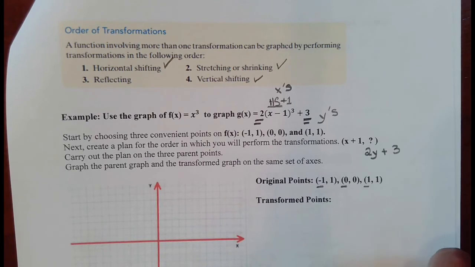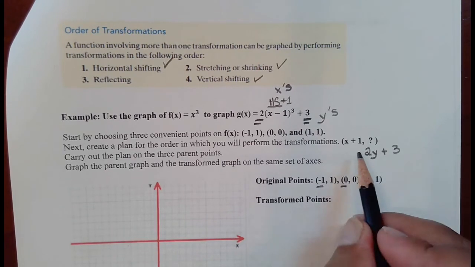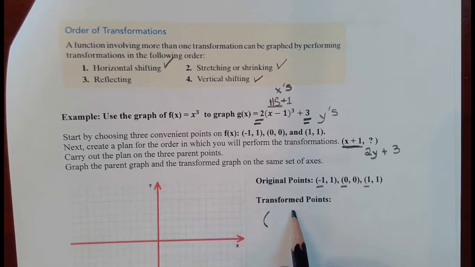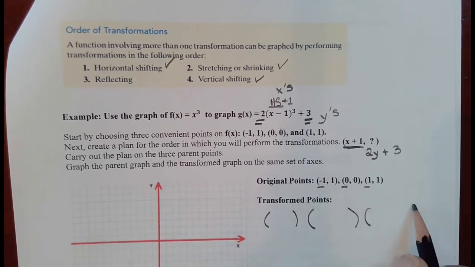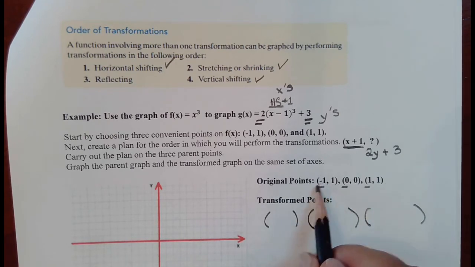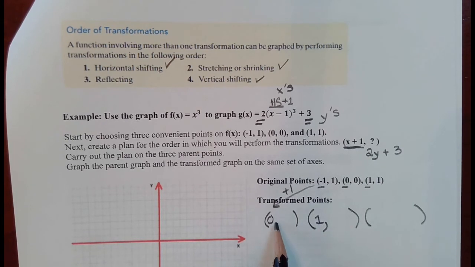So let's see. The only thing that we're actually doing to the x's is we're going to perform a horizontal shift of +1. We're following this plan right here. We're taking all the x's and adding 1. So let's get our points ready. We're working off these parent points and we are adding 1. So -1 plus 1, 0. Adding 1 on the x's. 0 plus 1, 1. And then 1 plus 1, 2.